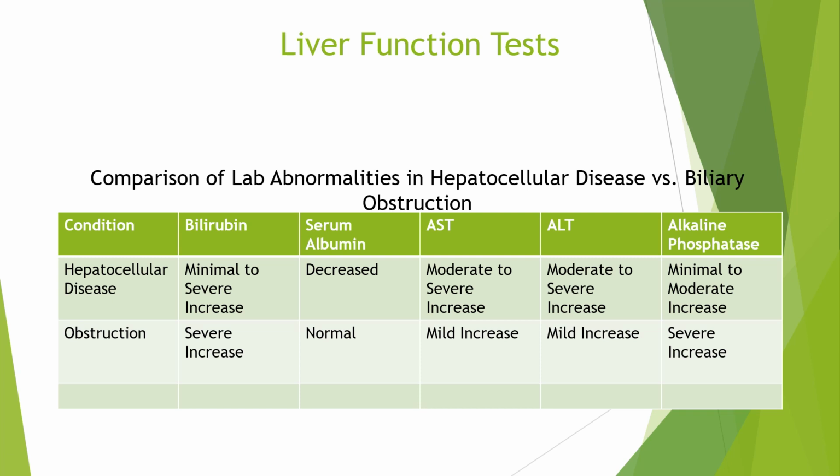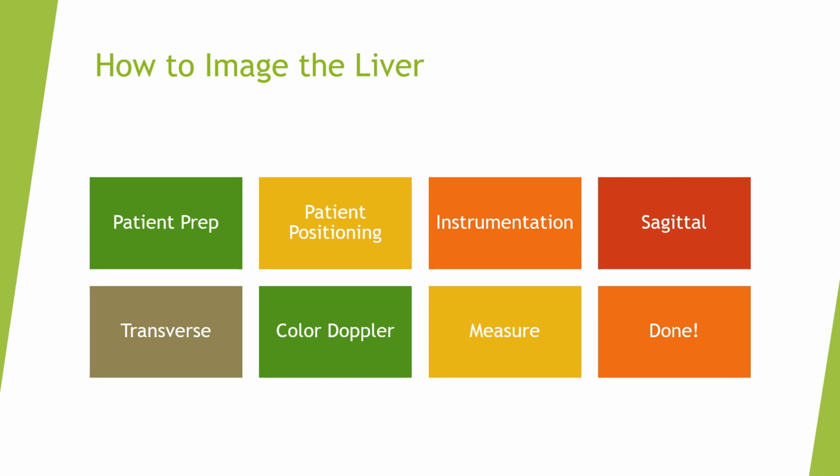Okay, with obstruction, you're going to have a severe increase in bilirubin. Your albumin is probably going to remain normal. It's not going to go up. And then you may see a mild increase in AST and ALT, but you should see a severe increase in the alkaline phosphatase. The remaining 22 slides in this presentation go through how to image the liver.